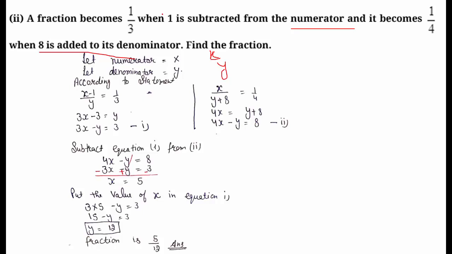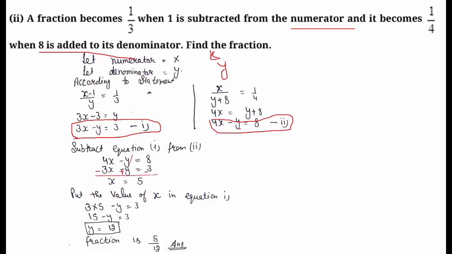Now according to the statement, if I subtract 1 from the numerator and the denominator stays as it is, the fraction becomes 1 by 3. And the second condition is that if I add 8 to the denominator, then the fraction will become 1 by 4. Now solve this. This will become 3x minus 3 equals y and 3x minus y equals 3. This is my first equation and this is my second equation.